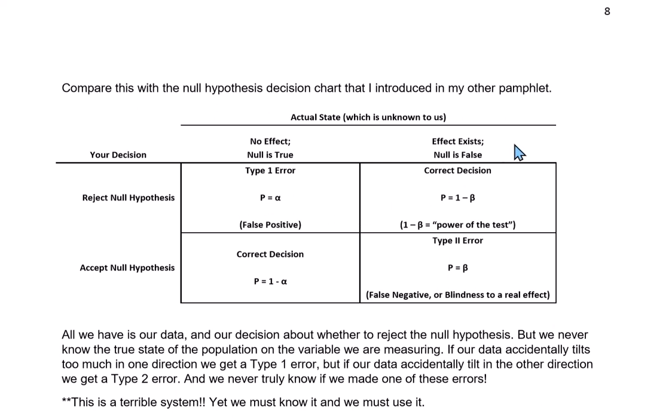Now, if the true state of affairs is that the null hypothesis is false, in other words, the treatment does work, and if our decision is to reject the null hypothesis, then we will have made a correct decision. And the probability of this happening is 1 minus beta, which is the power of the test. Now, I was not able in the last round of class to talk at length about power, so let me say something about that here.